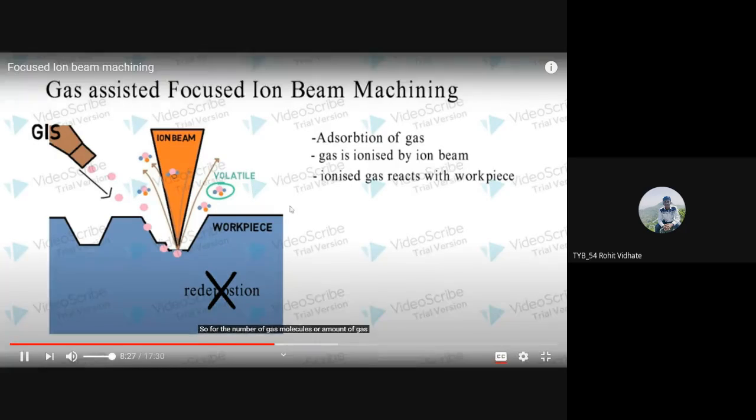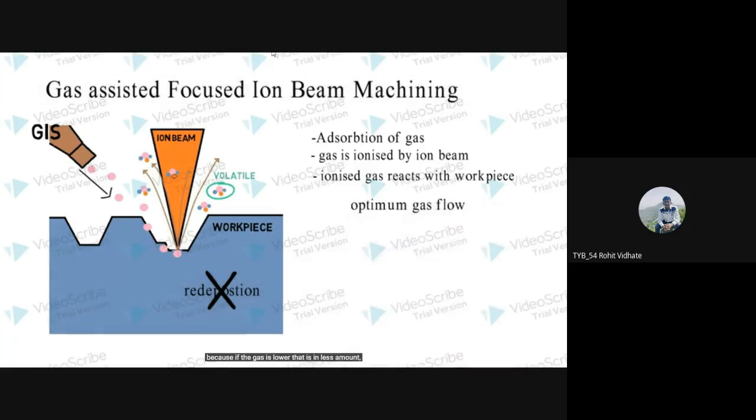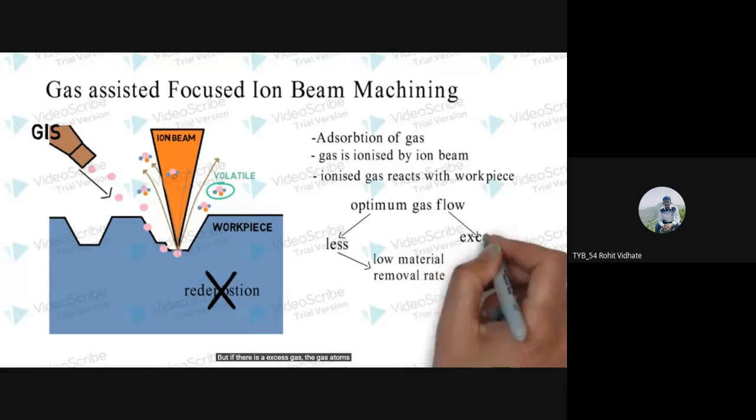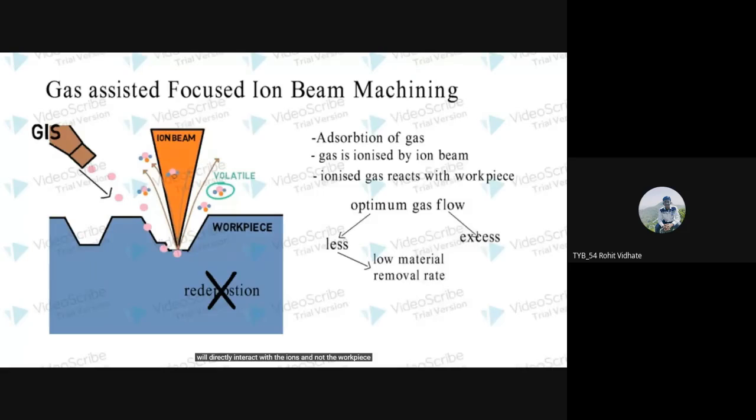The amount of gas injected at the milling surface is kept optimum, because if the gas is in less amount, it will generate less sputtering yield, that is, a low material removal rate. But if there is excess gas, the gas atoms will directly interact with the ions and not the workpiece, that is the substrate. So there will be no workpiece atom removal, and again low sputtering yield. So either a high or low amount of gas results in a low material removal rate.